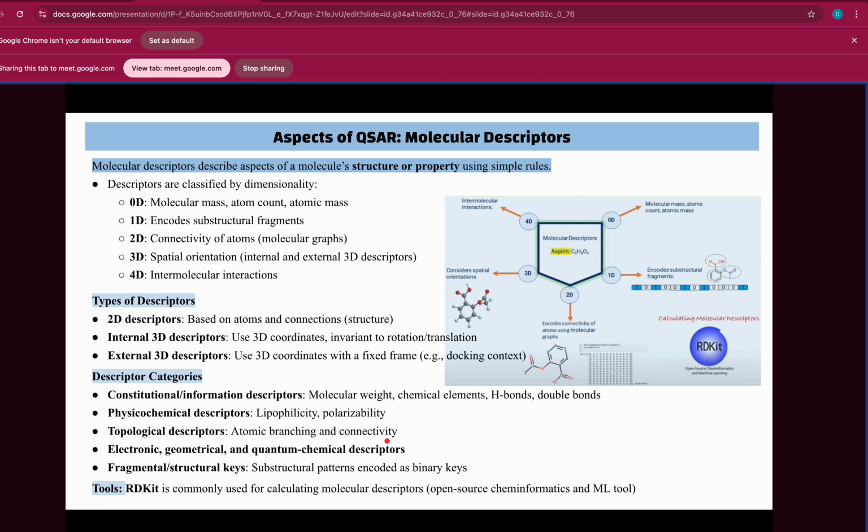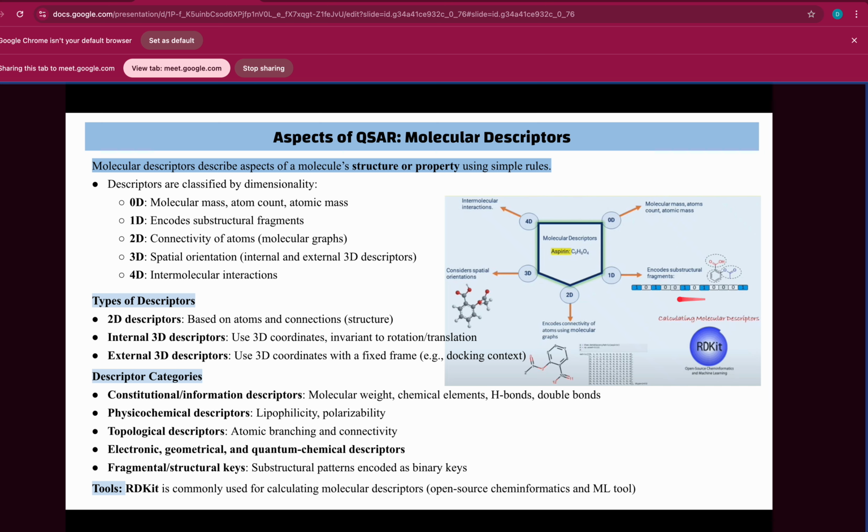There are different ways to perform these calculations or to identify these descriptors. We will not go into the detail. This comes under topological descriptor because this is telling you about the topology of a particular chemical molecule. Then next are the electronic, geometrical and quantum chemical descriptors, which will give you the idea of electronic properties and its geometrical orientation. Then next one is fragmental or structural keys.